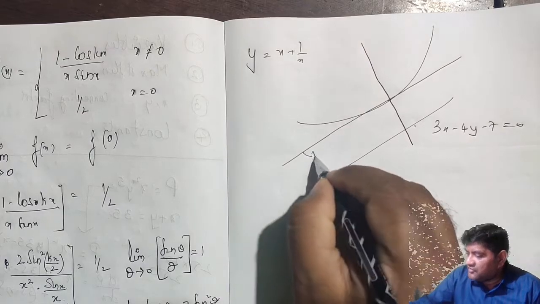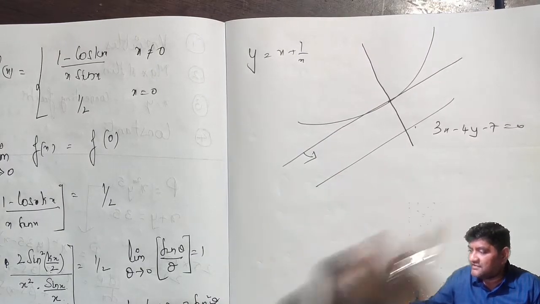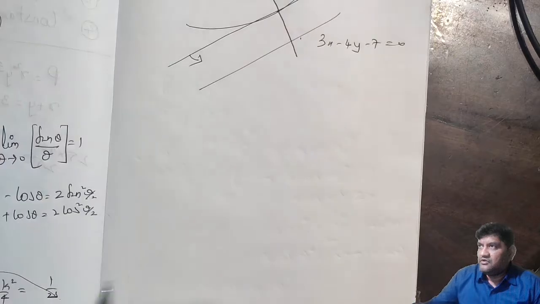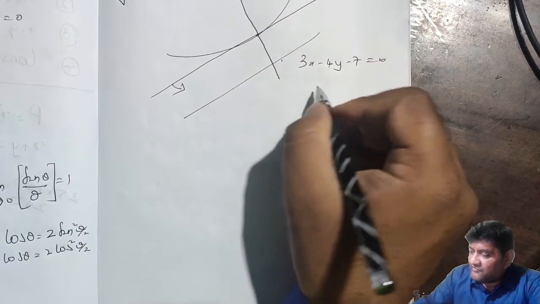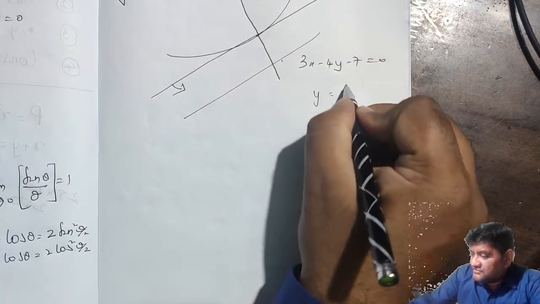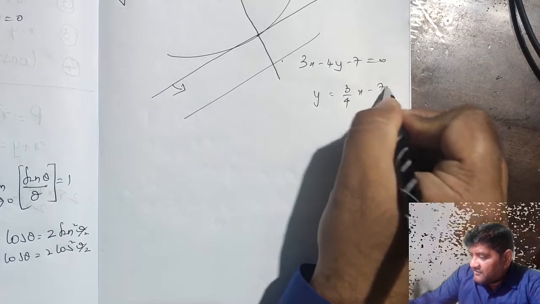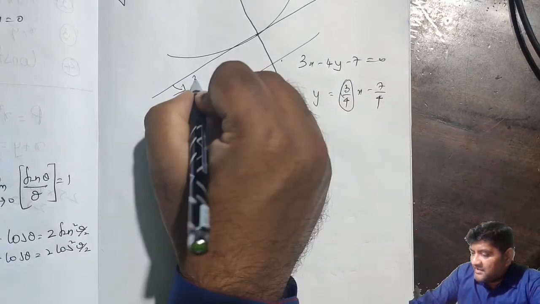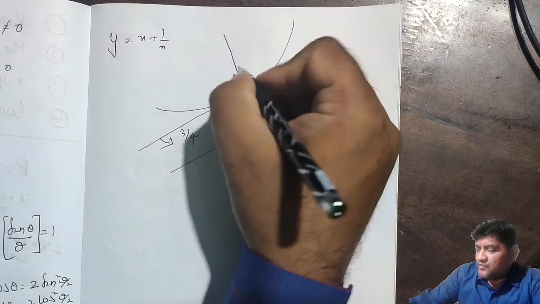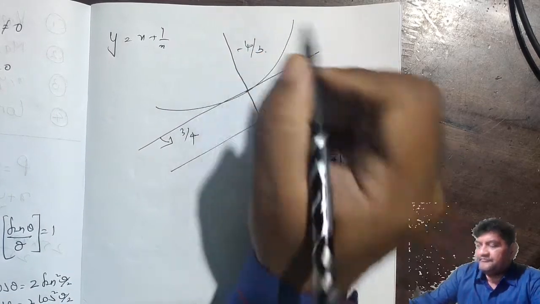And therefore the slope of the tangent, if I convert this to the slope intercept form, then I'll have y is equal to 3 by 4 x minus 7 by 4. Therefore the slope is 3 by 4 here, which means the slope of this is minus 4 by 3.